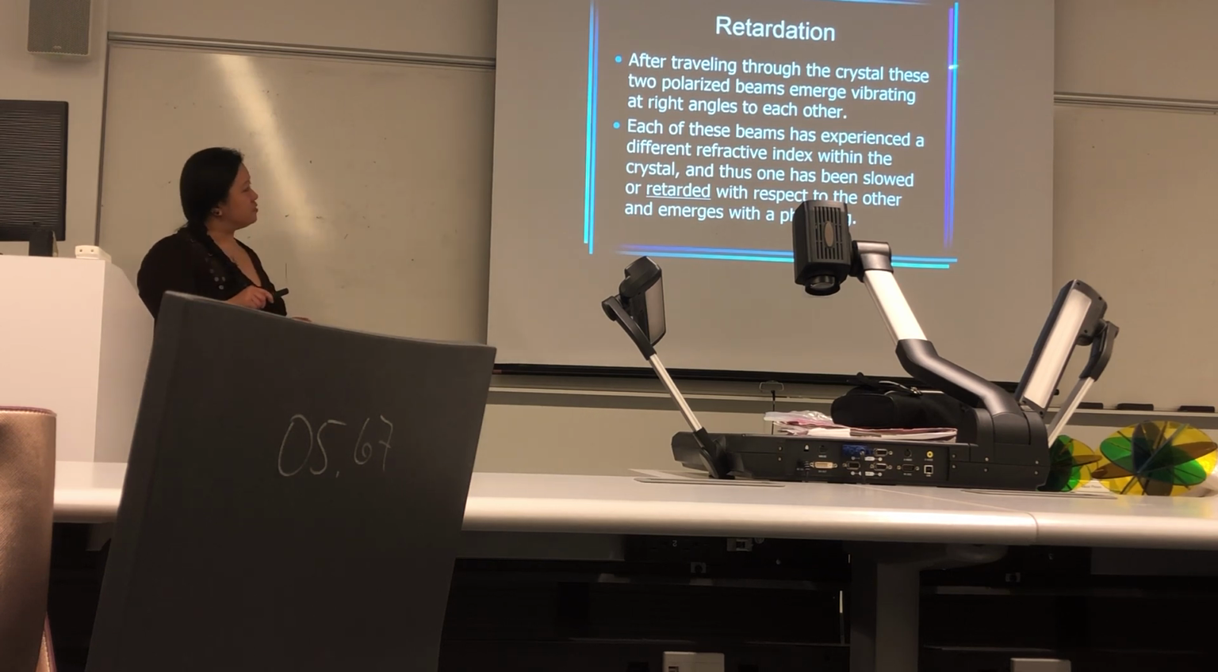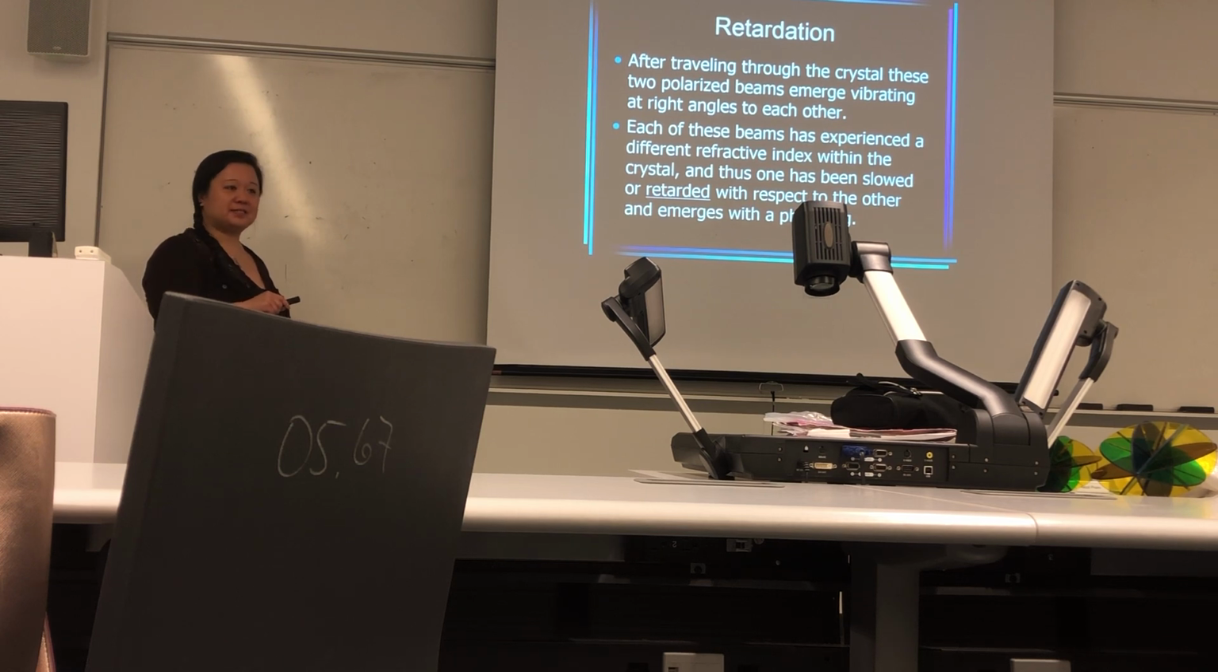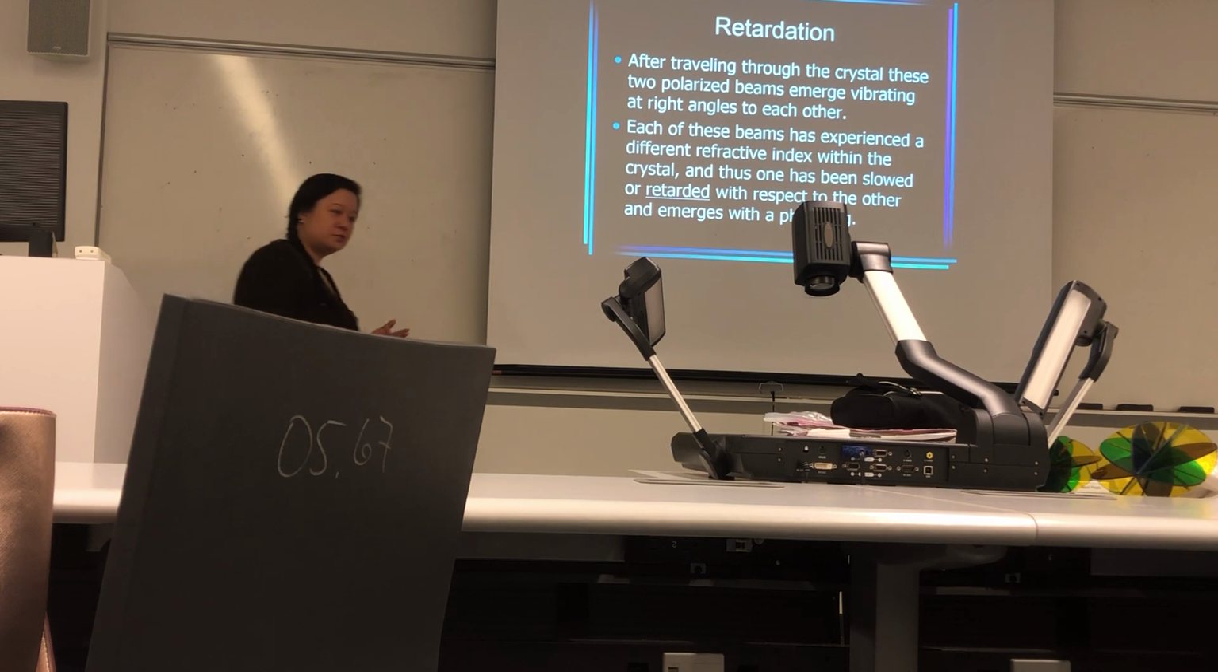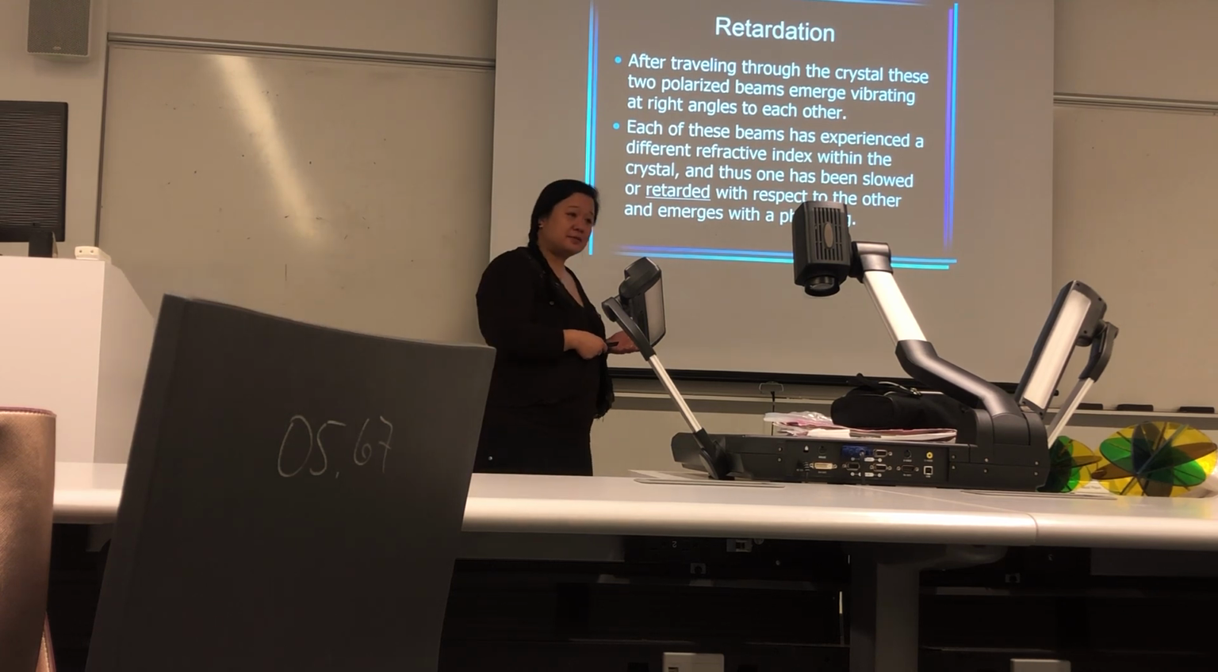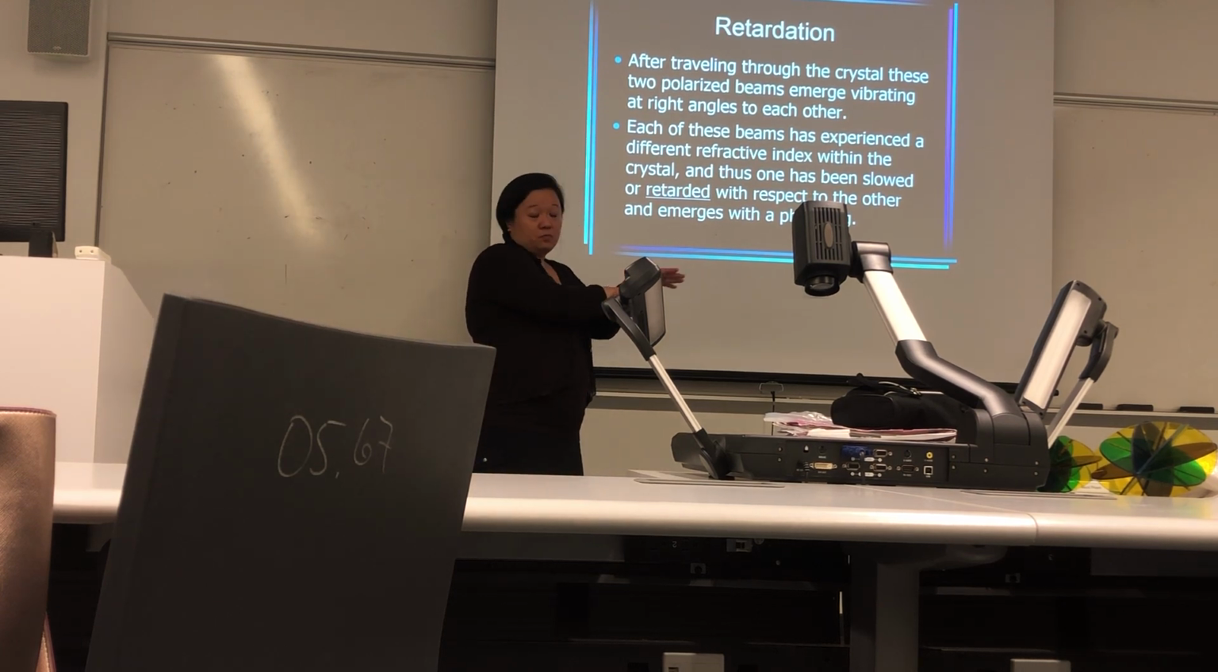After traveling through the crystal, these two polarized beams emerge vibrating at right angles to each other. Each of these beams has experienced a different refractive index within the crystal, and thus one has been slowed down or retarded with respect to the other one and emerges with a phase lag. They experience different refractive indices. Those two rays are traveling at different velocities. One of them went further than the other one. The other one was slower, lower velocity.